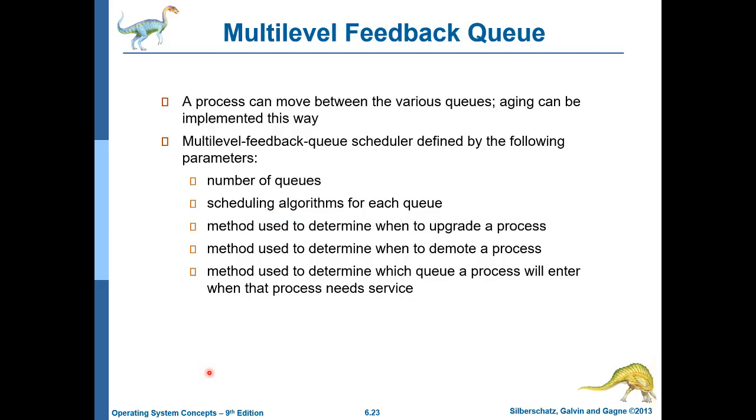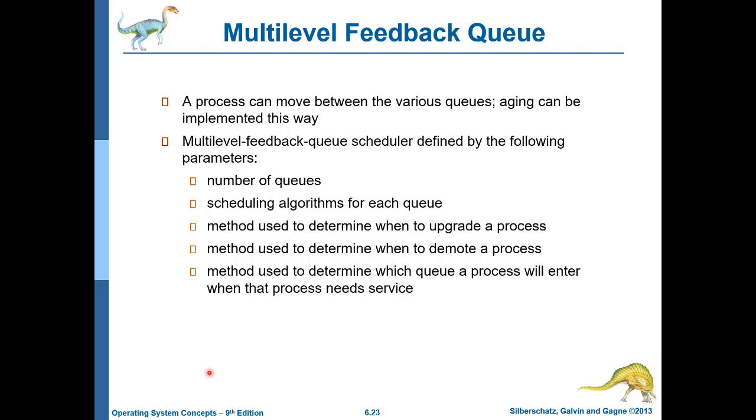Now, a process can move between the various queues, and this way we can implement aging. How? Let's say a process is in one queue, it has a low priority, and after some time the process is still in that queue and has not had its turn. So we will promote this process to another queue where there is a higher chance. If it still does not get its turn, then we will move it to the next higher level, and so on until it gets its chance.